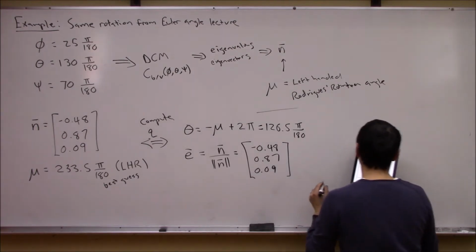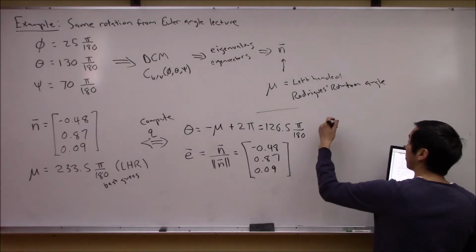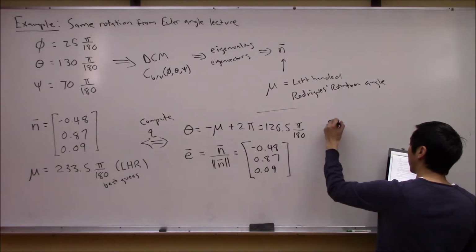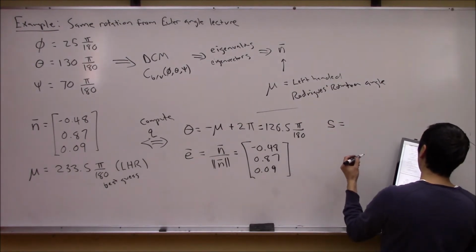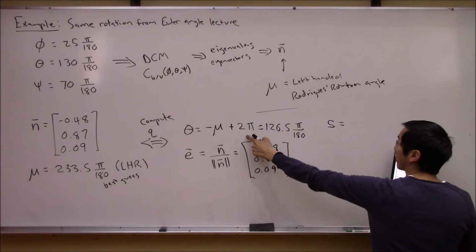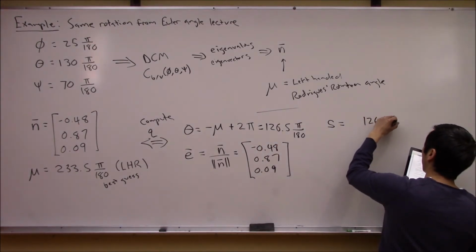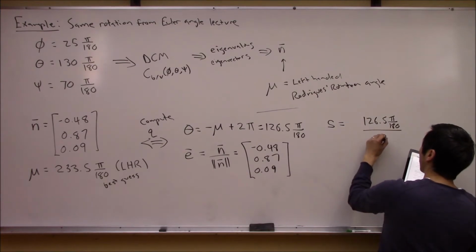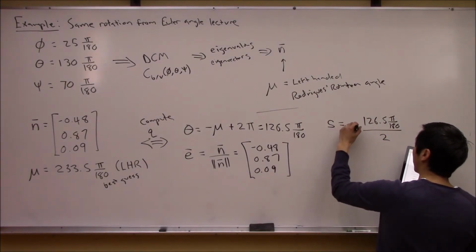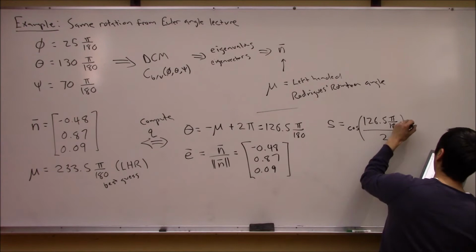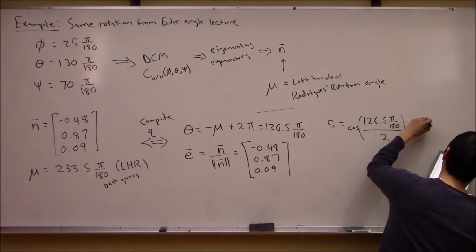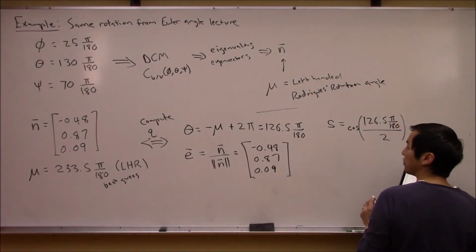So the first thing we should do is get the scalar component of the quaternion, that was s. We said the scalar component of the quaternion was the rotation angle, 126.5 times pi over 180, right? But we're going to divide that by 2 and then take the cosine of that. Okay, so here's the scalar component. This comes out to, I don't know, 0.45, something like that.